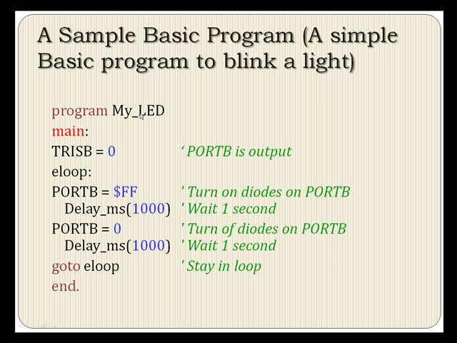This is the program, my LED main. In this sentence, port B is the output. From here is a loop. Within that loop, this sentence turns on diodes on port B. After that, wait for 1 second. After waiting 1 second, it turns off diodes on port B. Again wait 1 second. Go to E loop means stay in the loop.